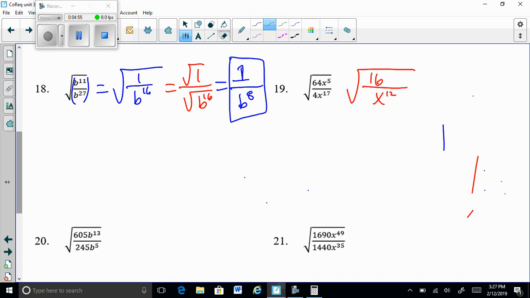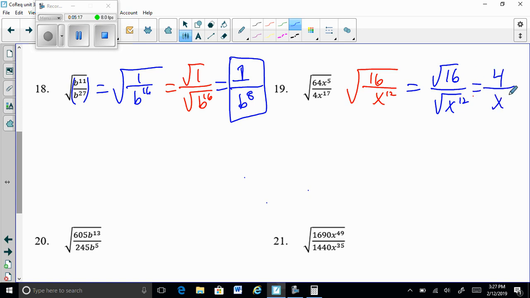So really, I probably wrote more of the radical than necessary. Okay, so then we'll go ahead and break these into their own radicals, the numerator and denominator. The square root of 16 over the square root of x to the 12th power. So square root of 16 is 4. Square root of x to the 12th would turn that into x to the power of 6. And there you go.